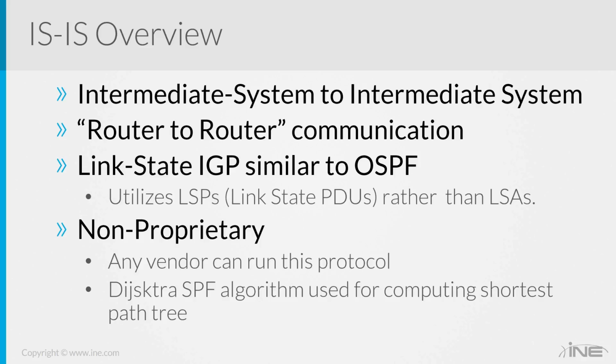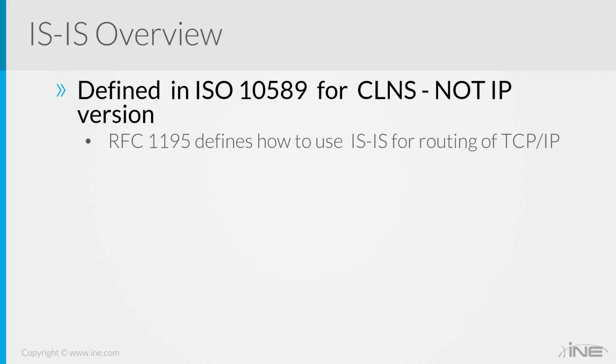Now, they both use the Dijkstra shortest path first algorithm. It's the same logic that OSPF uses, because IS-IS utilizes the metric just like OSPF uses the cost in order to find the shortest path between two points. And we'll see exactly how that comes into play. Really not a whole lot to work with. IS-IS was defined in ISO 10589 for CLNS, not the IP version. So that's going to be strictly the layer 2 setup here. RFC 1195 defines how to use IS-IS for routing TCP/IP. And if you didn't pick up on that, IS-IS isn't actually a routing protocol, and we'll talk about that here in just a moment.